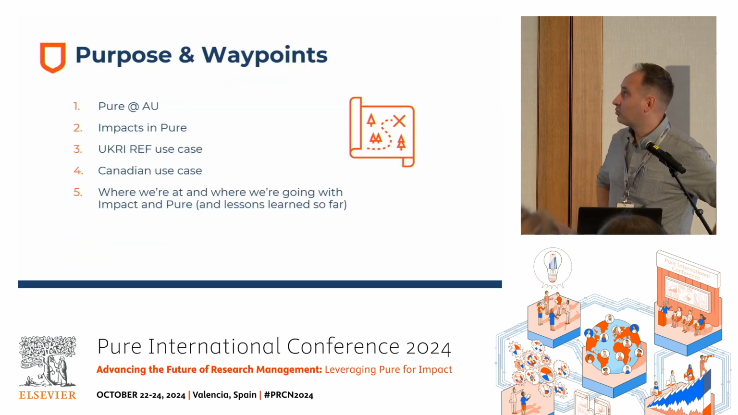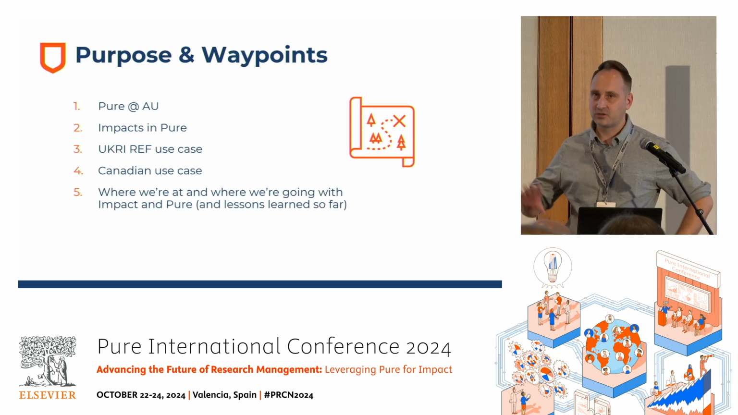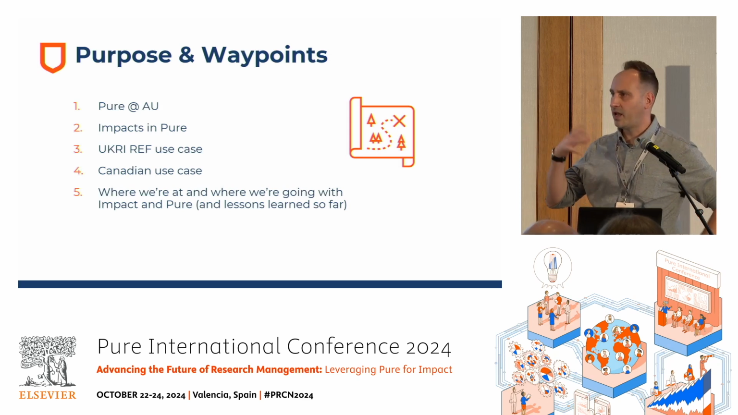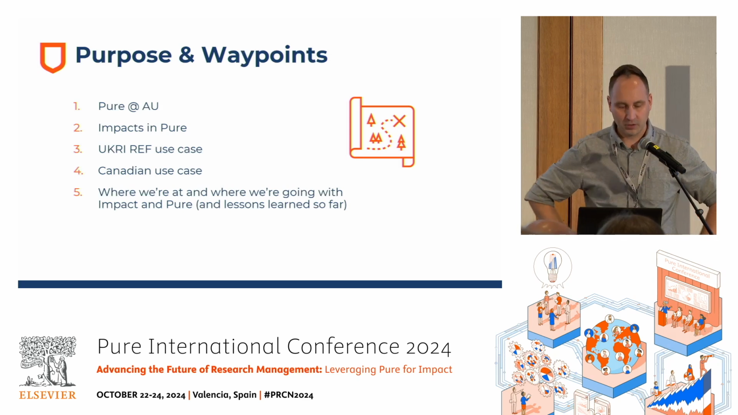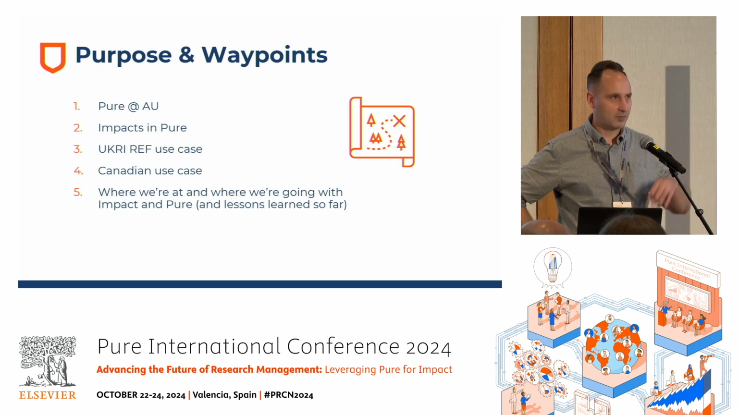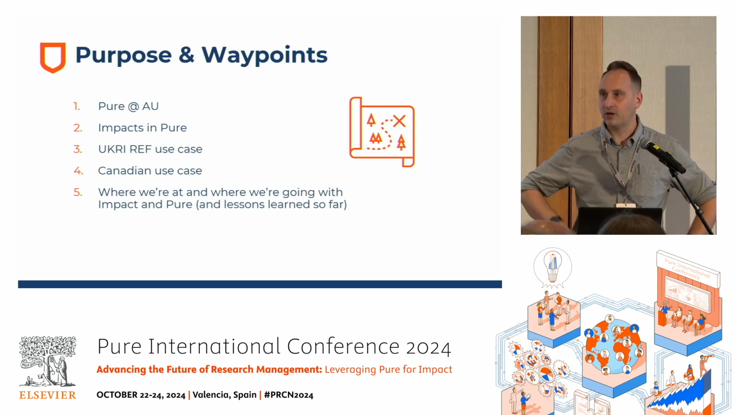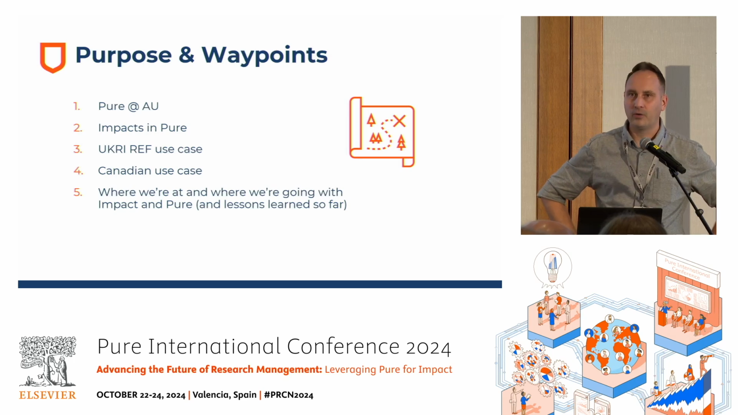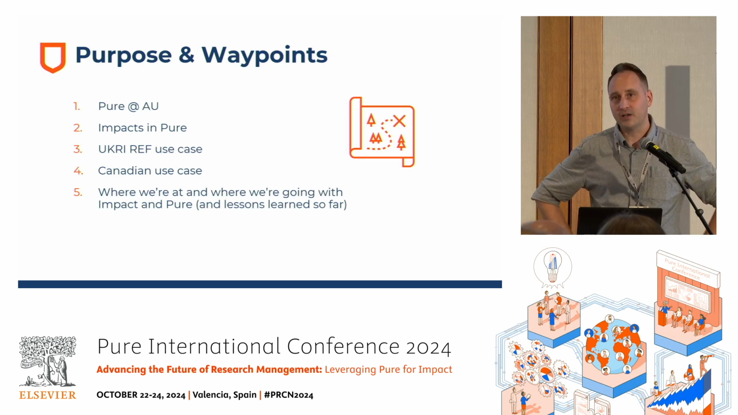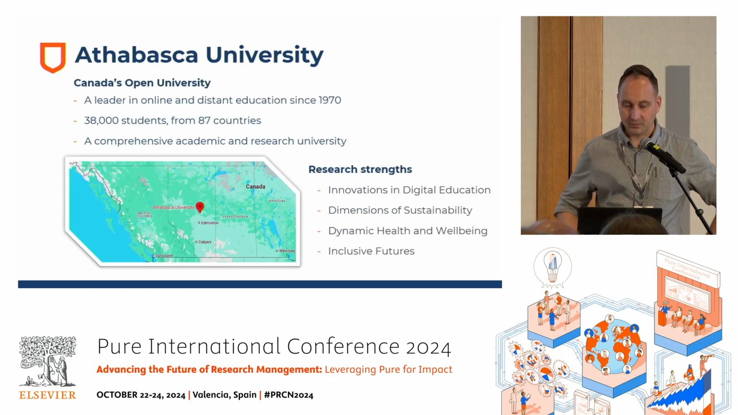So just a quick roadmap. What we'll talk about today is I'll start by telling a bit about the AU context and where we are with Pure. And then we'll speak a bit about the impact content type in Pure, briefly on the UK REF model and how the impact content type is used to support it, and then the Canadian context and how we're using impacts in Pure to meet our needs. And then some lessons learned just to wrap up at the end.